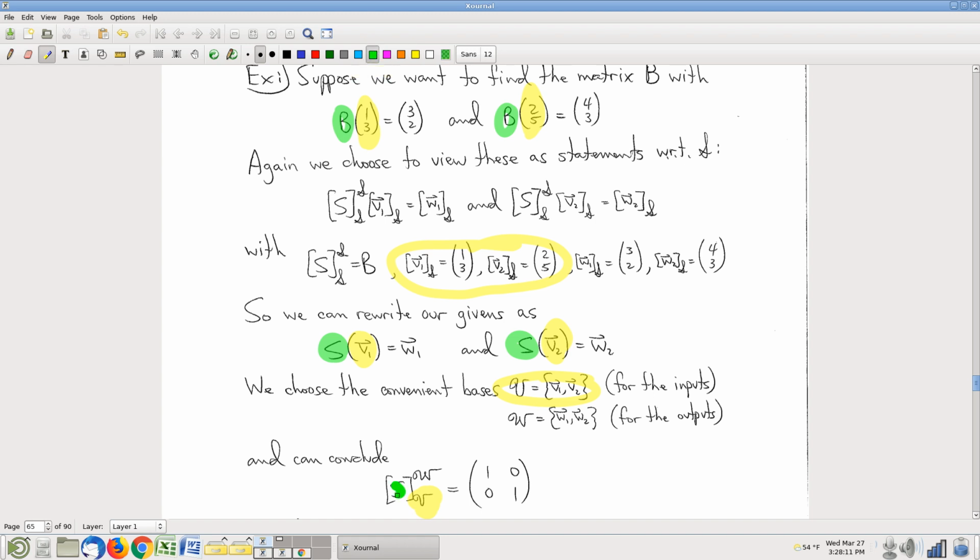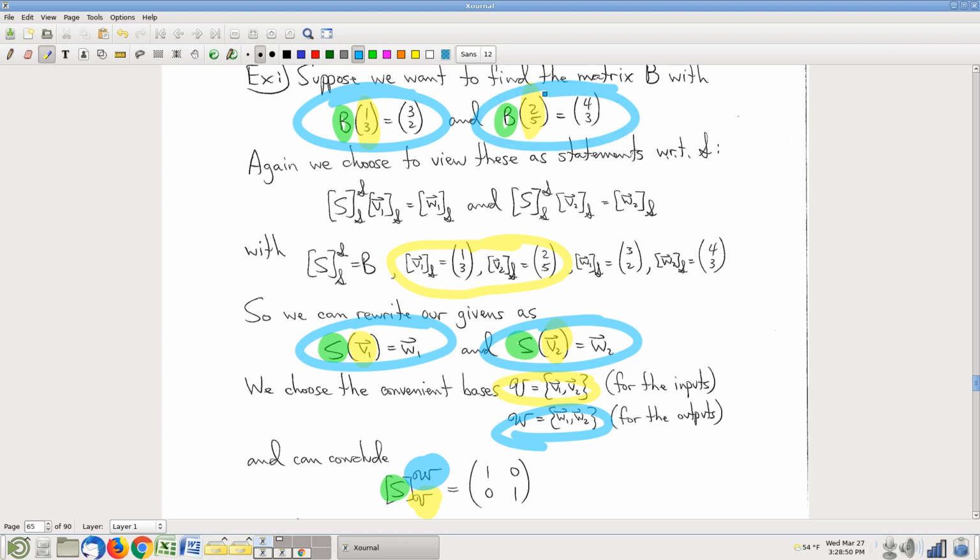Okay. All right, now, next question. What should this output basis be? This output basis script W. Keep in mind what I'm going to do with script W. Script W is the basis with respect to which I need to understand these outputs. I'm going to need to write the coordinates of these outputs with respect to W. What are these outputs going to be, by the way? Well, we've already agreed that the inputs are (1, 3) and (2, 5). So those outputs are going to be (3, 2) and (4, 3).